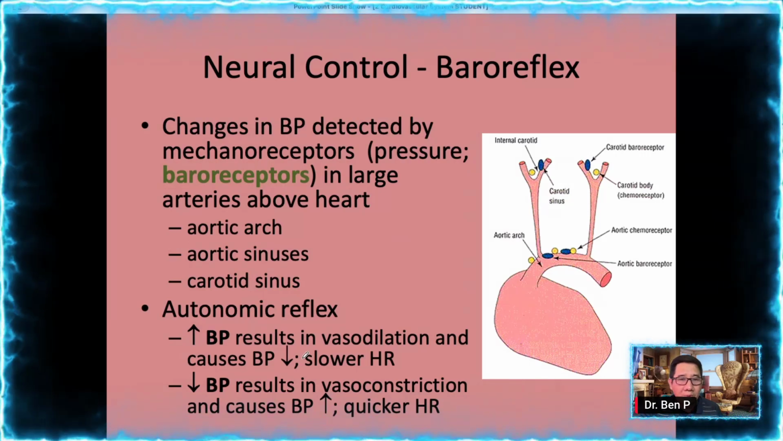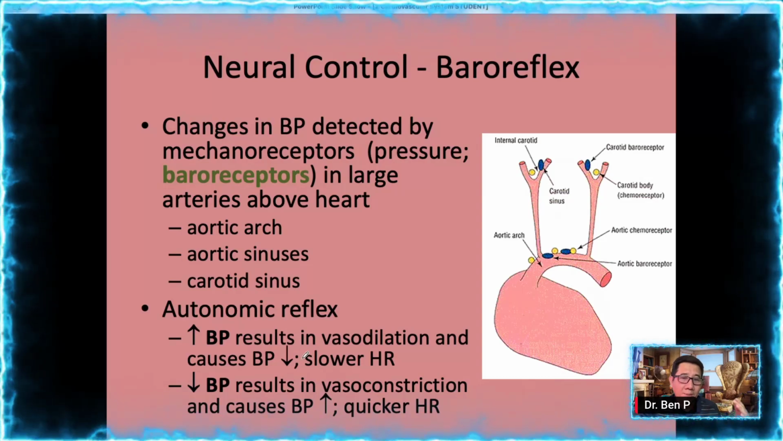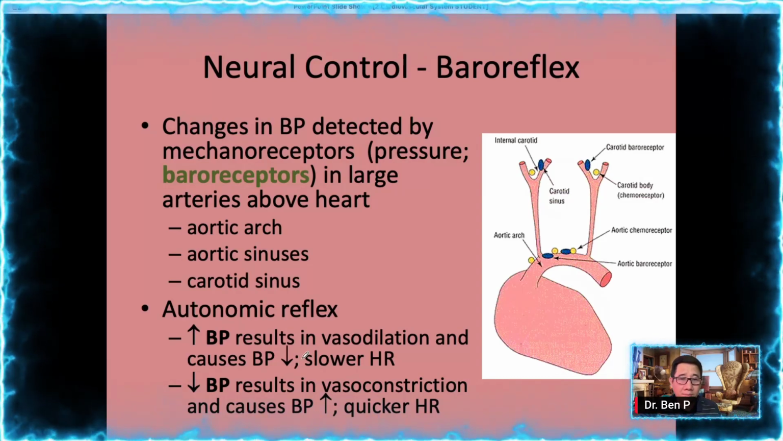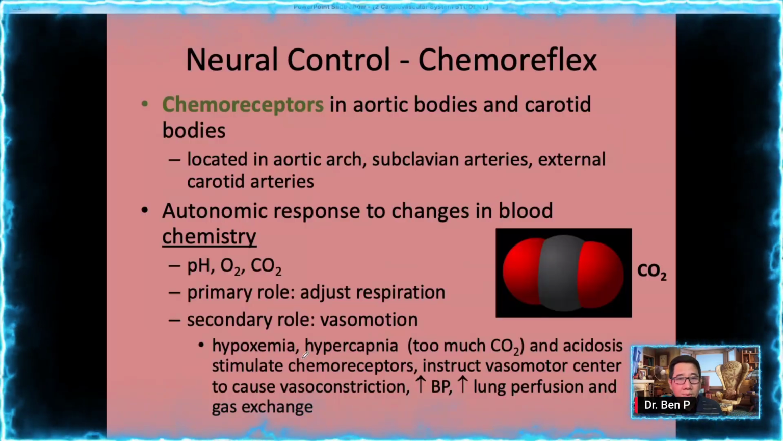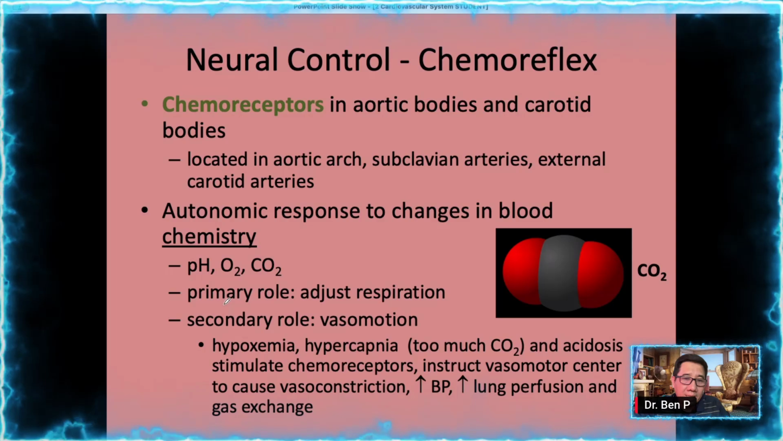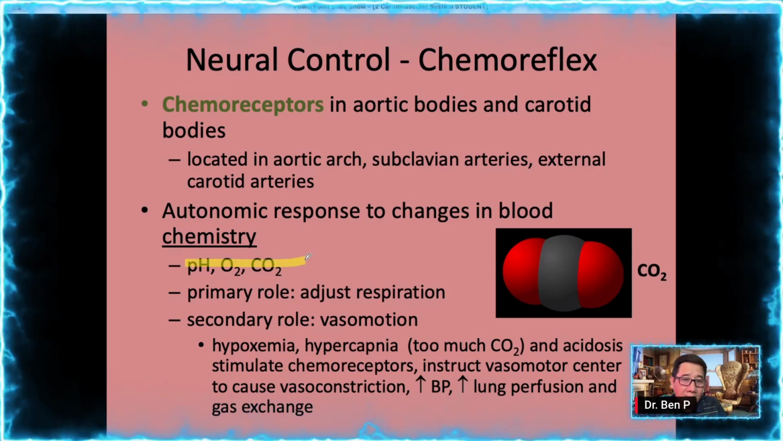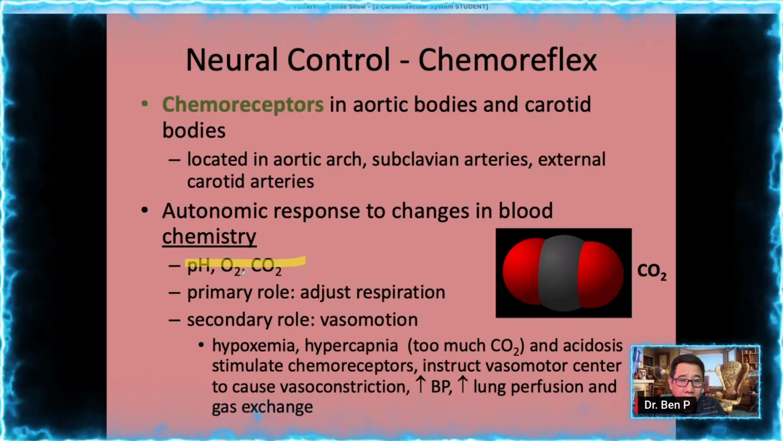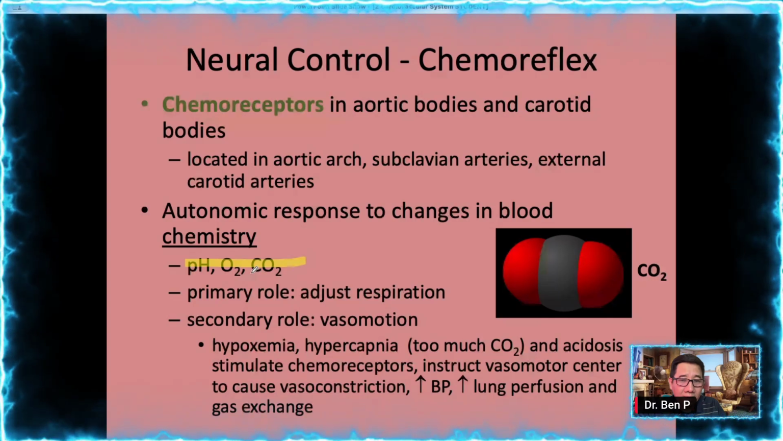Again, the baroreceptor, the baroreflex, as I mentioned before: when your blood pressure goes up, it automatically will bring it down. The chemoreceptor, again, is detecting these chemicals. So make sure you know these chemicals for your test: pH, O2, and CO2. These are the three chemicals that it detects in your blood vessels.